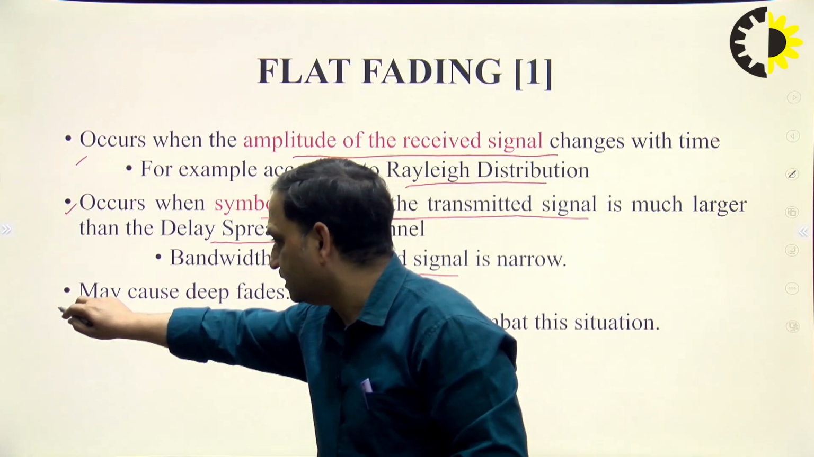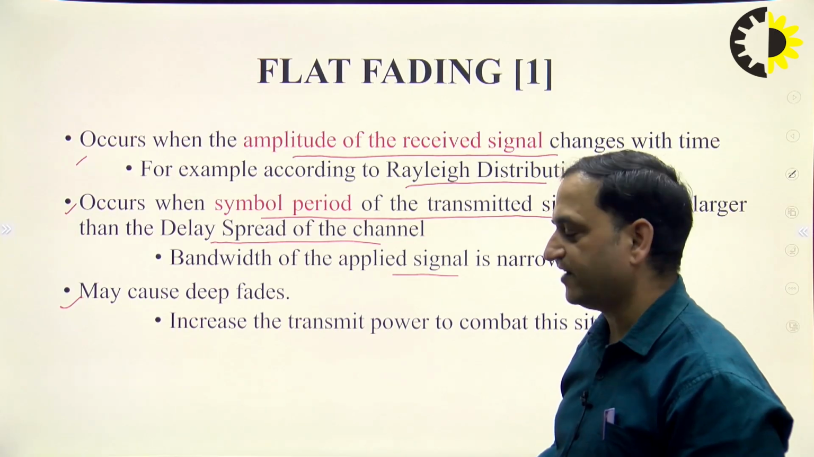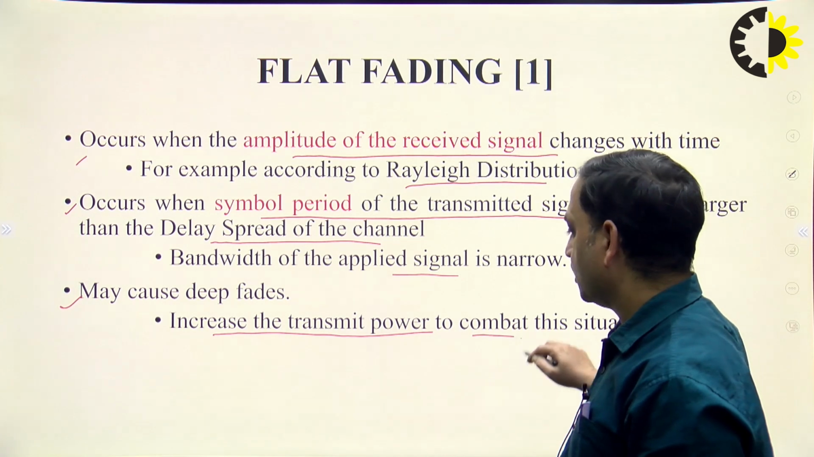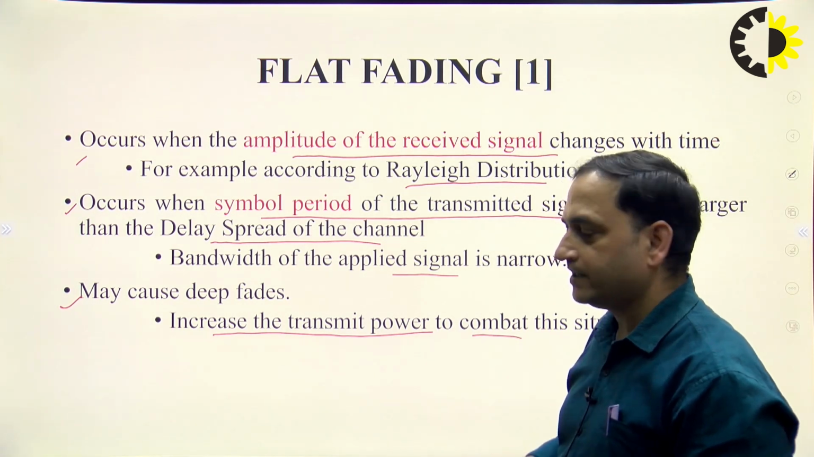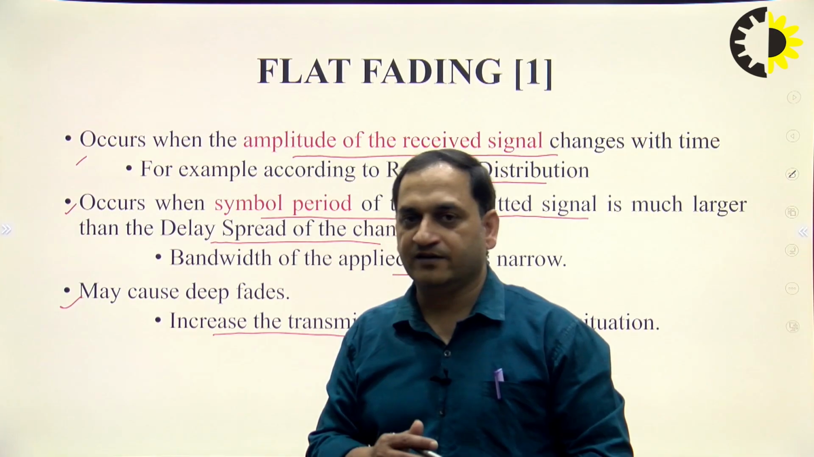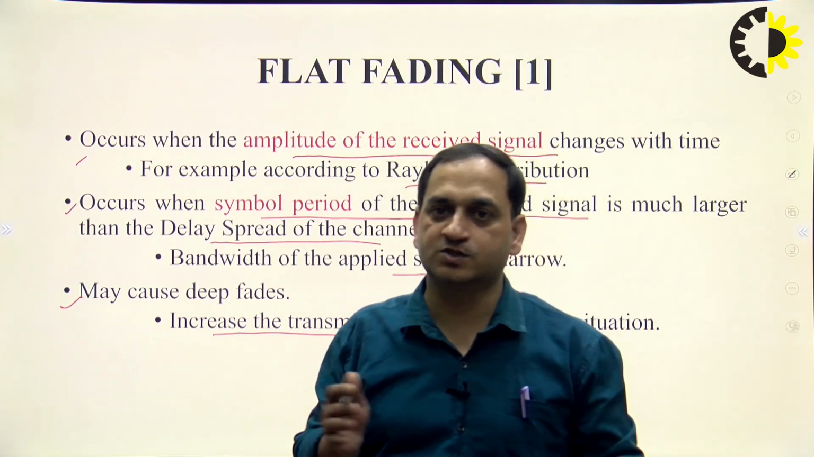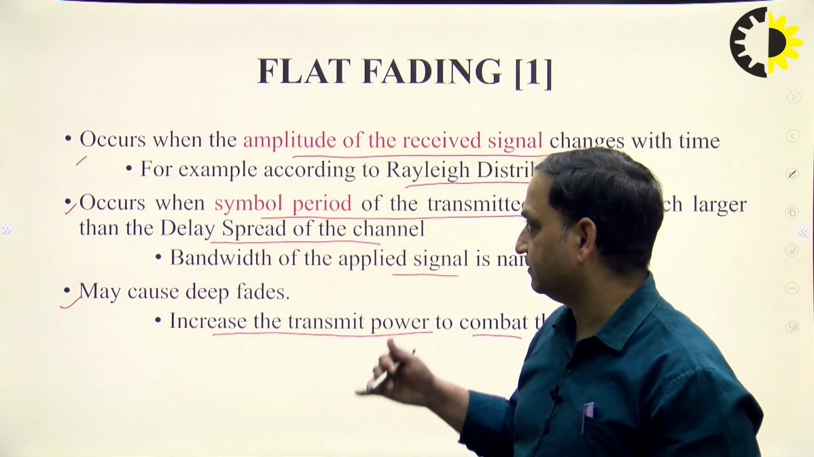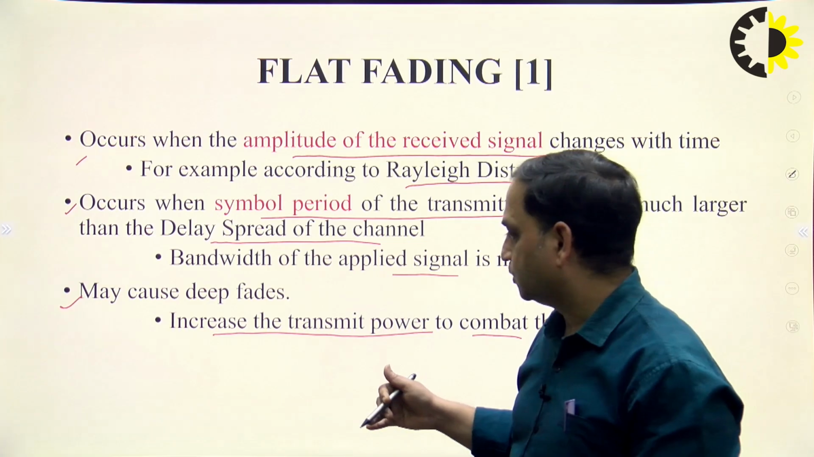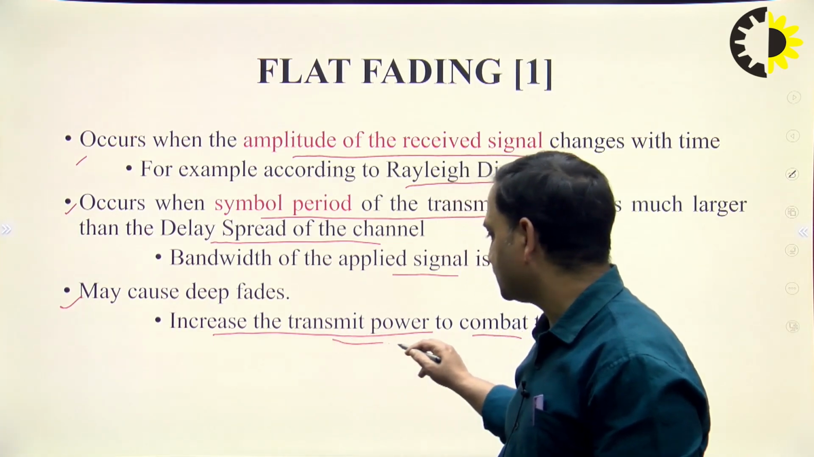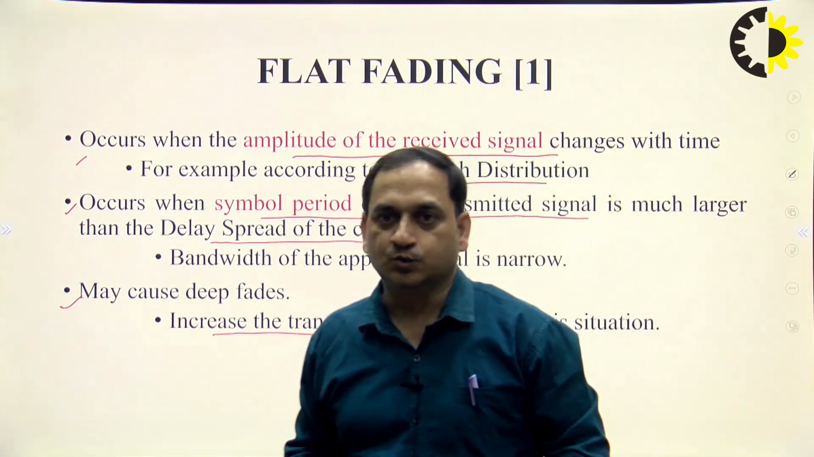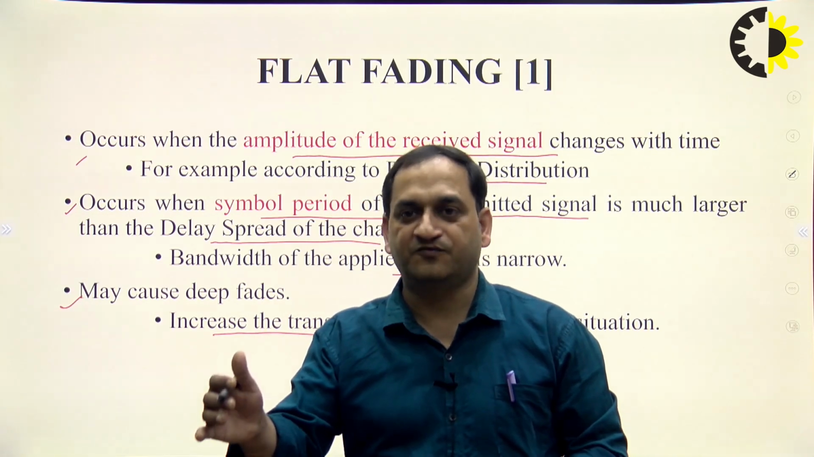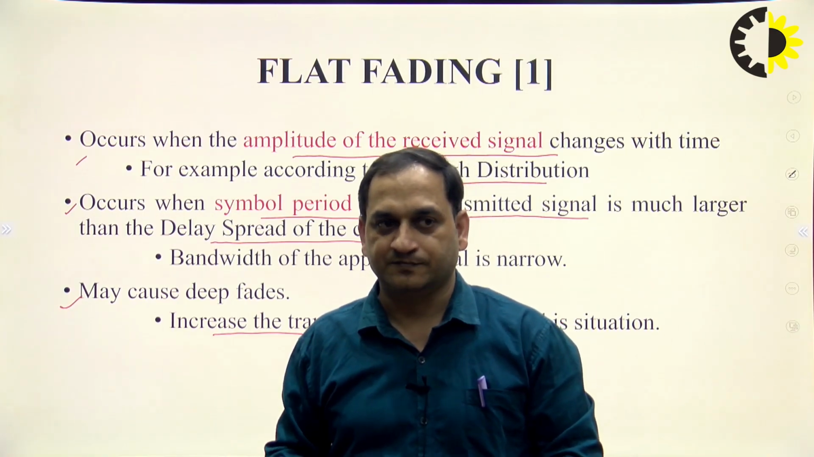So this may also cause the deep fade. So we increase the transmit power to combat this situation. One method I have mentioned is that if we have the wide band of frequency, we can divide it into smaller bands of frequencies. The second way, when it is not in deep fade condition, is that we can use some transmit power control mechanism to reduce the signal from going into the deep fade. So based on that we can use it.